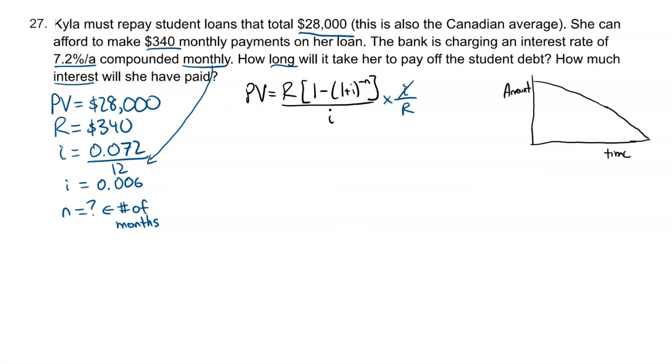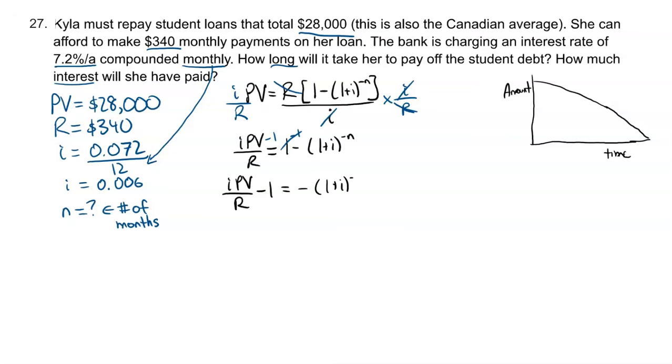So let's go ahead and rearrange this equation before putting the numbers in, just because it's a messy equation and the variables make it a little shorter to rearrange. So we're going to multiply both sides by 1 over R. And that's going to give me I times PV over R equals 1 minus (1 plus I) to the negative n, what was in the square brackets. We can get rid of the square brackets now because that's by itself on the right. If we subtract 1 from both sides, now we get I PV over R minus 1, and that's equal to negative (1 plus I) to the negative n.